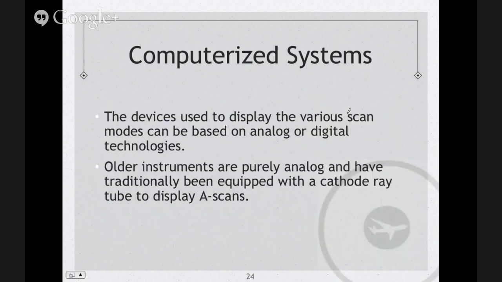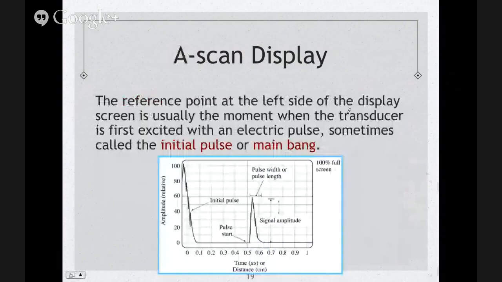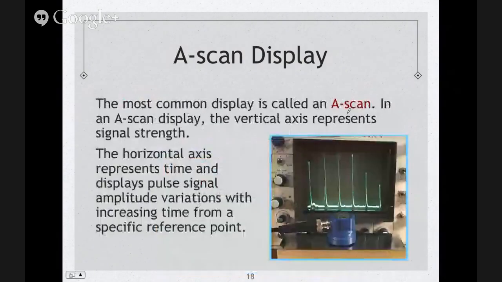Computerized systems. The devices used to display the various scan modes can be based on analog or digital technologies. Older instruments are purely analog and have traditionally been equipped with a cathode ray tube to display A-scans. A cathode ray tube looks something like this. This is a cathode ray tube.